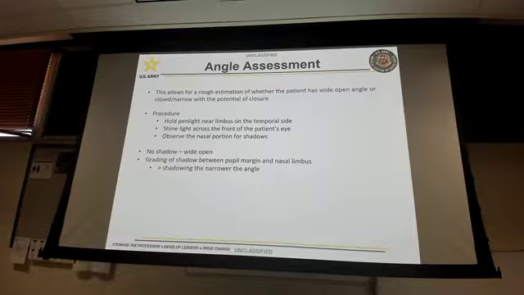All right? If there is any shadowing on that nasal aspect, then we would assume that there is something that's blocking that light from illuminating over. So there is a shallower angle or anterior chamber. The more shadowing there is, the more narrow that angle is assumed.